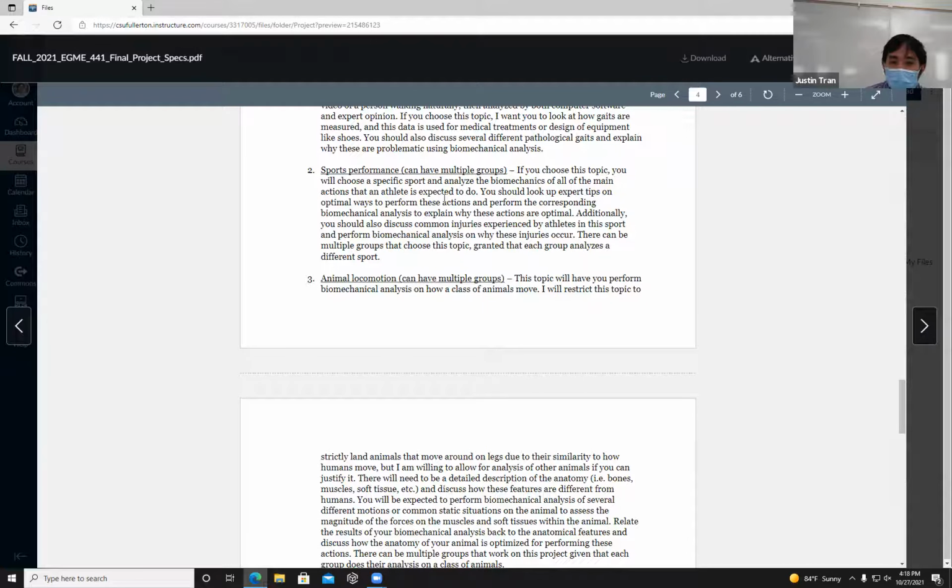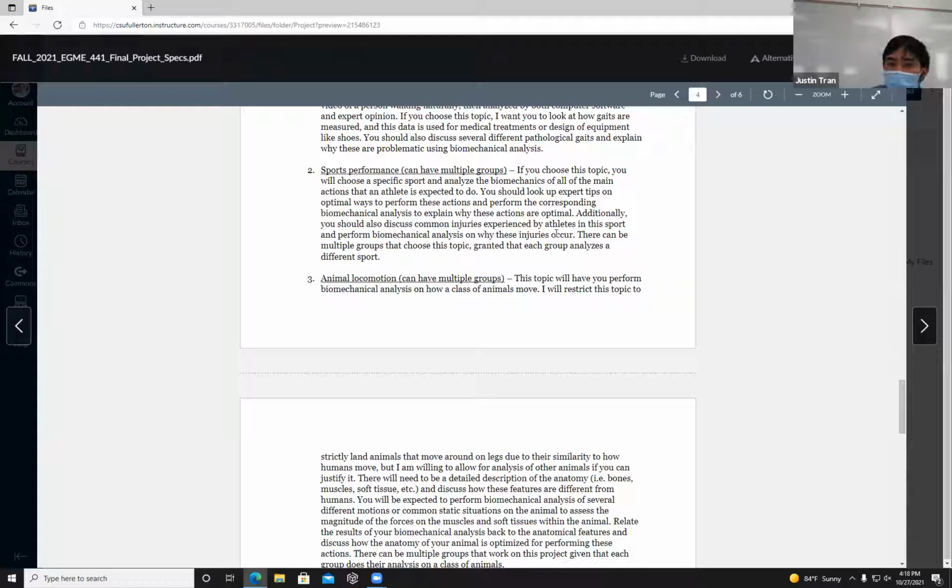For this topic, I want you to take a look at each of those actions and perform a biomechanical analysis of each one, and talk about what are the more optimal things that you can do to optimize your performance in these actions. Let's say you want to optimize your jump height: how should you jump if you want to do that?